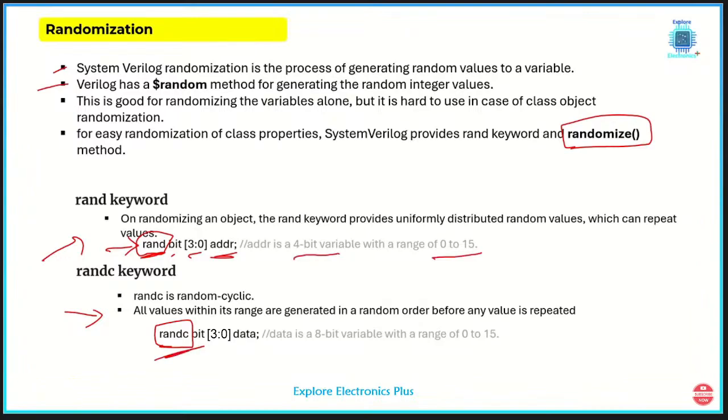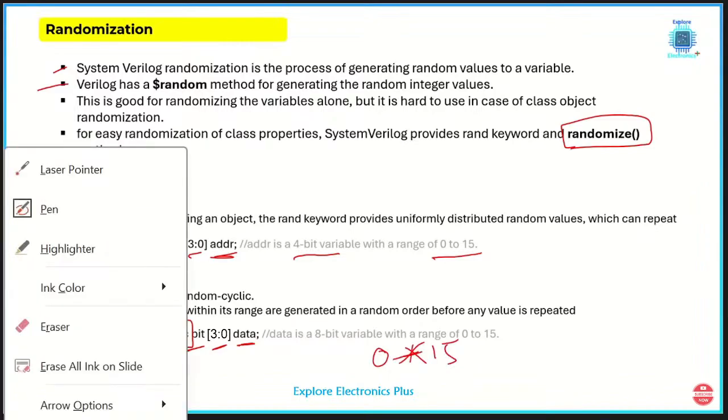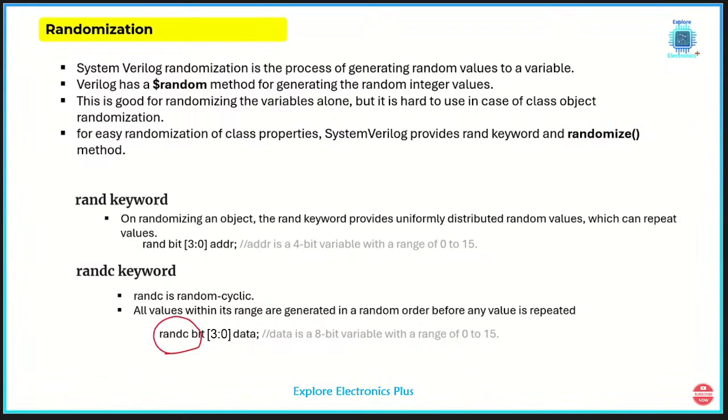But if you use randc, what happens? Data gets randomized, so this will take a value of 0 to 15. If you represent it as randc, at the time of randomization, until all values from 0 to 15 are completed, the random values will not be repeated. Means randc is like random cyclic. All the values between 0 to 15 should get randomized and completed, and only then will the repeated values come. Again, until it completes that set of values it can generate, it will not get repeated. Here in rand, we may get repeated values as well.